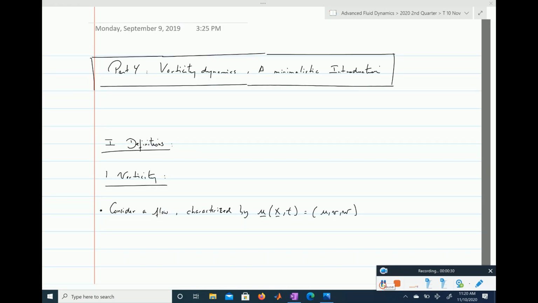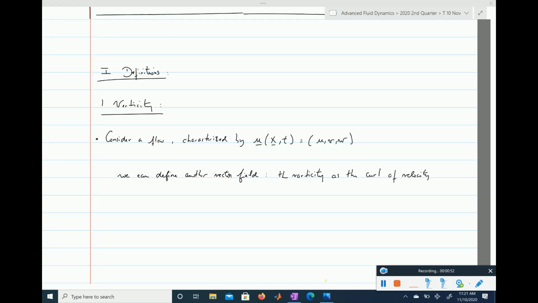And remember that our velocity here is a velocity field. So at every single point x, we have a whole vector. So we have three components. And so for this velocity field u, we can define another associated vector field, which is called the vorticity field. And this vorticity field is defined as the curl of the velocity.